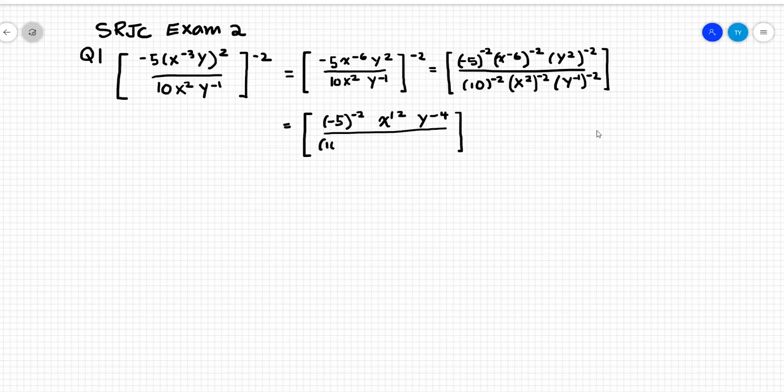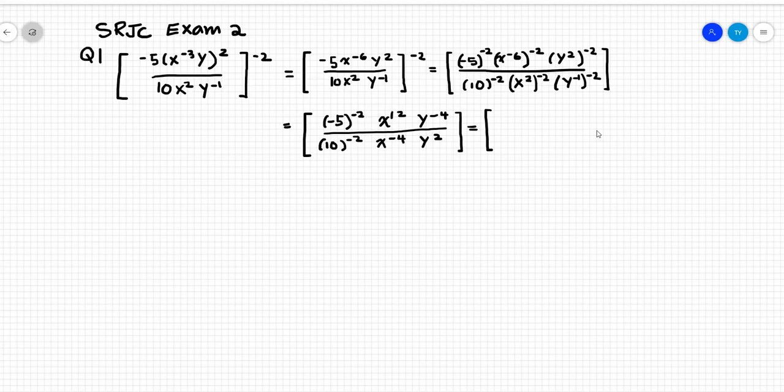We have a 10 to the negative 2. We still haven't taken care of that yet. All right, so now next one is going to be 2 times minus 2. We're going to get what? x to the minus 4. And then we have y to the minus 1 times minus 2. We're going to get y to the square.